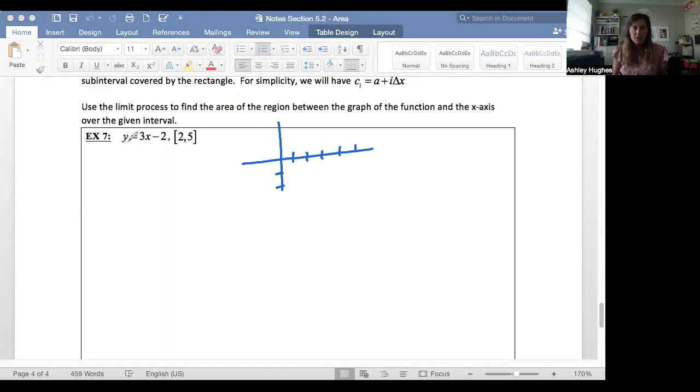Let's see, what would the x-intercept be? If I let y be 0, I get x equals 2/3. So we go down 2 and then up 3 over 1. So 2/3 is our x-intercept. So we have a line going up like this, and it would be a triangle, right? Or actually a trapezoid, because we're starting at 2 and ending at 5. 2, 3, 4, 5. So we're trying to find the area, which you could totally find geometrically. You're trying to find the area from 2 to 5 underneath this line.